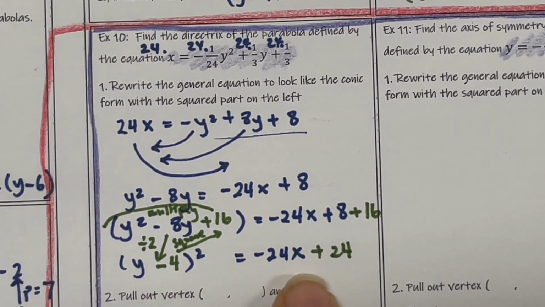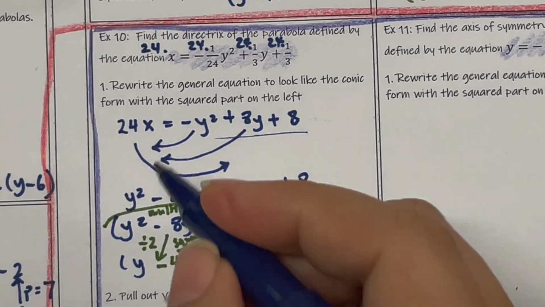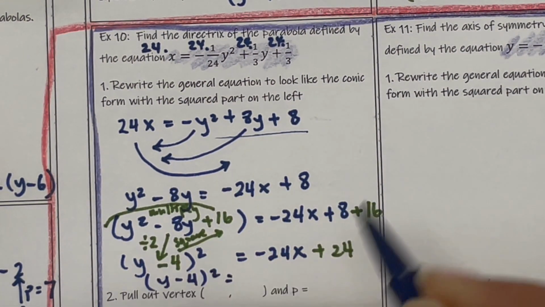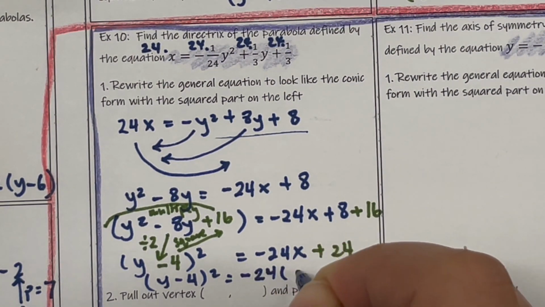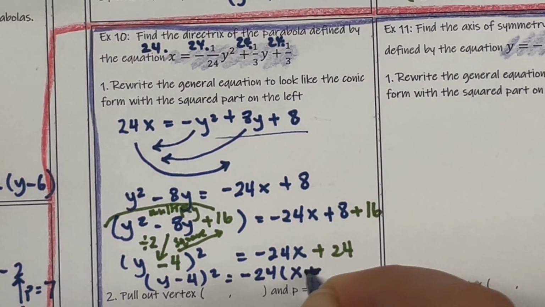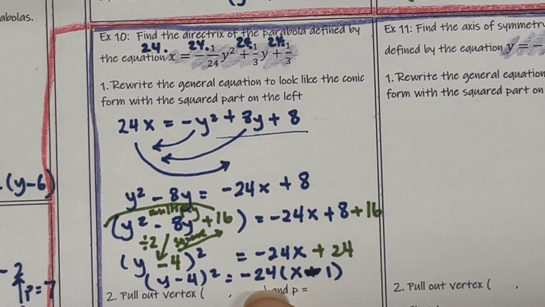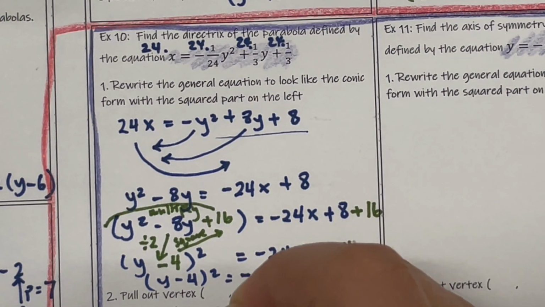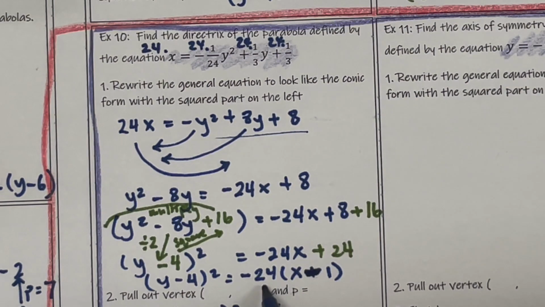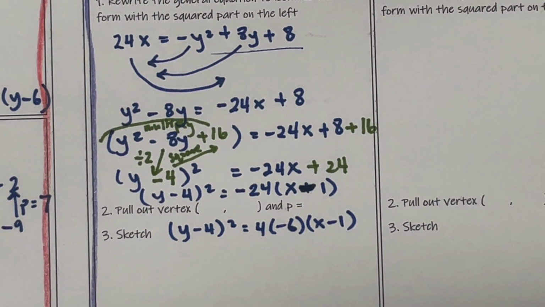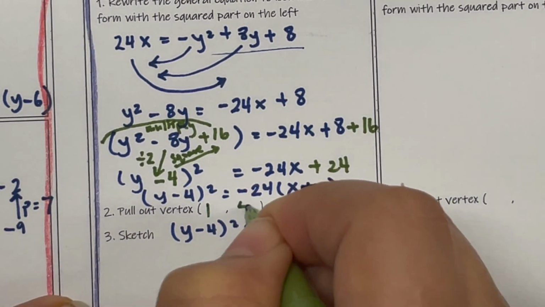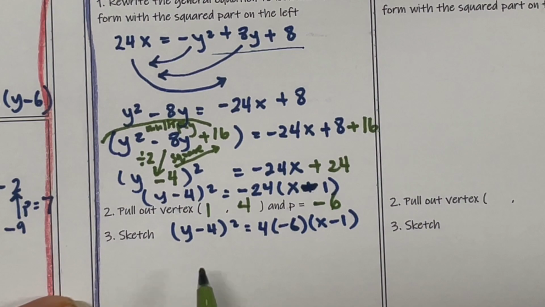The left looks good. The right side needs to be factored out because it just needs x in parentheses without a factor, right? So we're going to take out negative 24. Minus 1. It's close because I still need it to look like 4p, right? So this is going to be y minus 4 squared equals 4 times negative what? Negative 6, leaving x plus 1. Now that looks exactly like what we're used to. Once you have that, sketch it, pull out the vertex, pull out p, and answer the question.